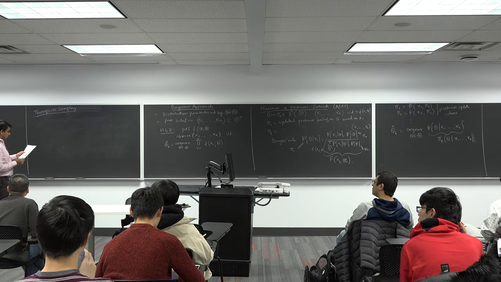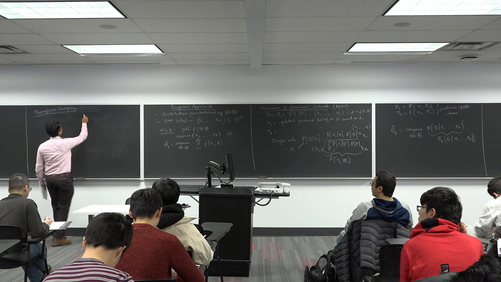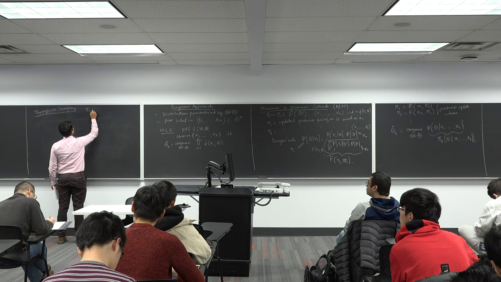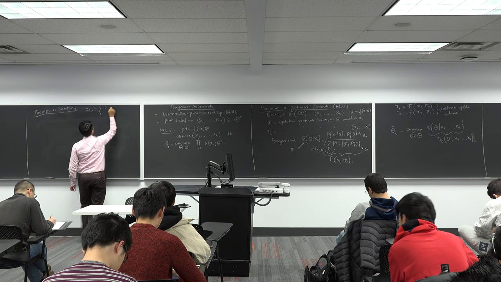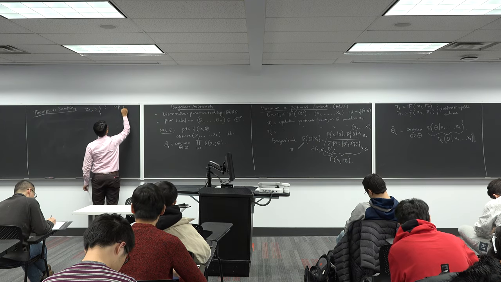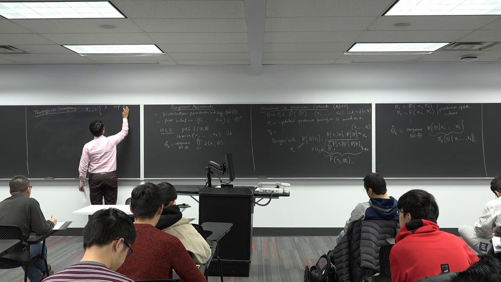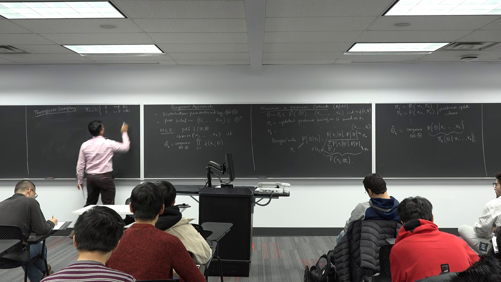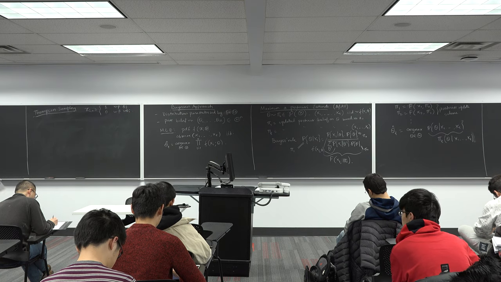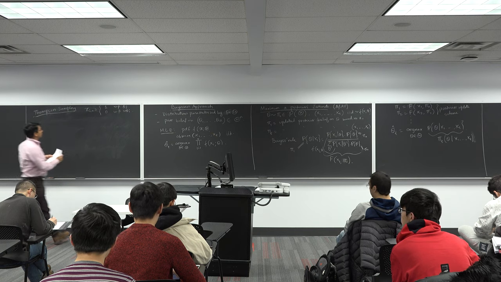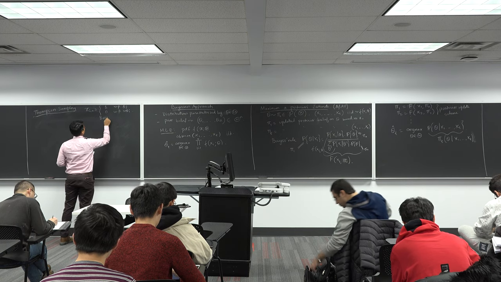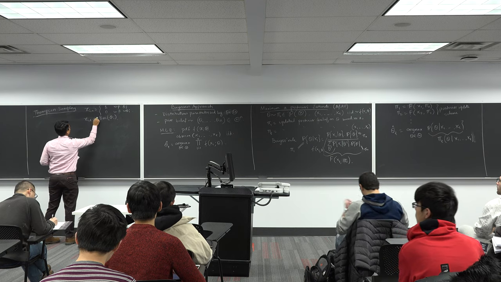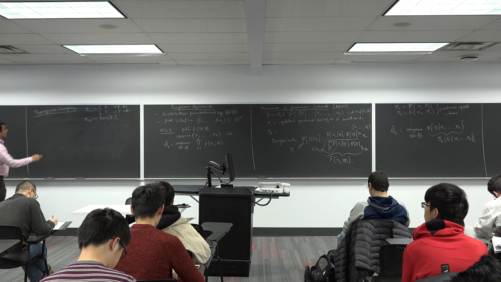So you have Bernoulli arms. So your reward xi of t is 1 with probability theta i, and 0 with probability 1 minus theta i. Now, theta i is the unknown parameter. This is known as a Bernoulli distribution. This is the reward, of course.